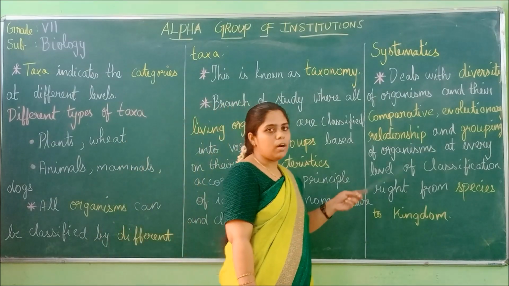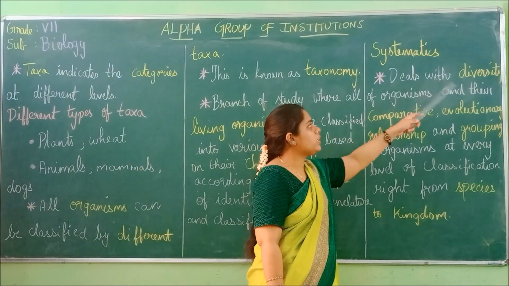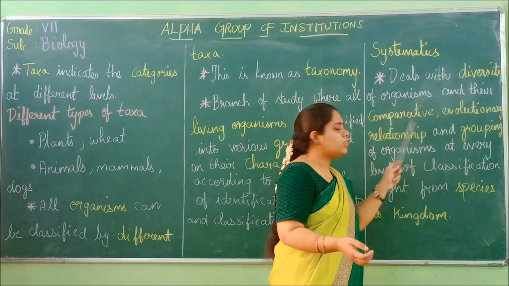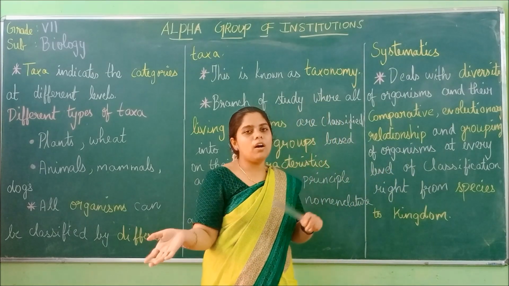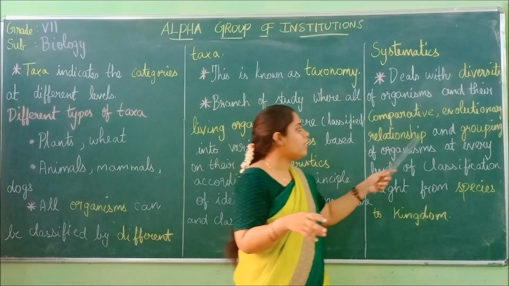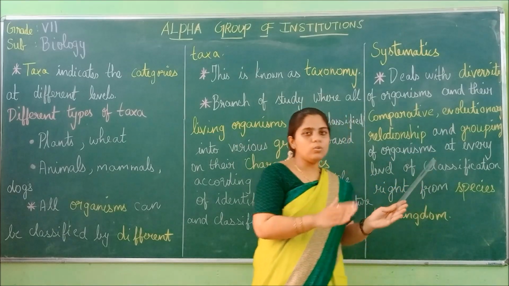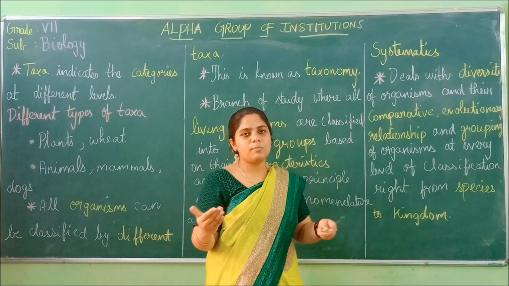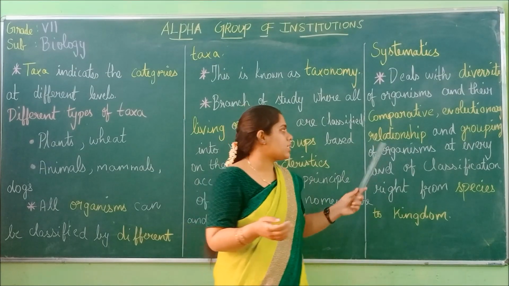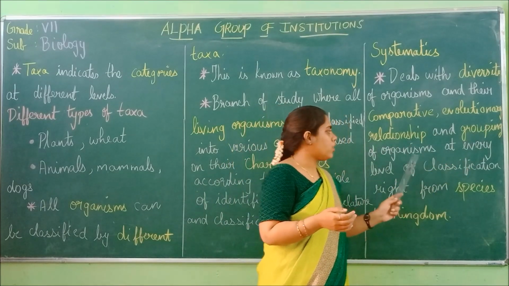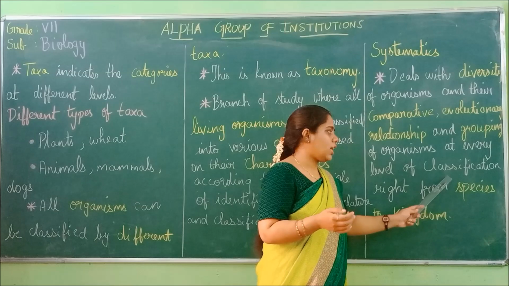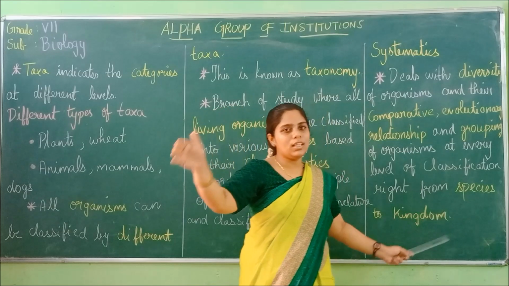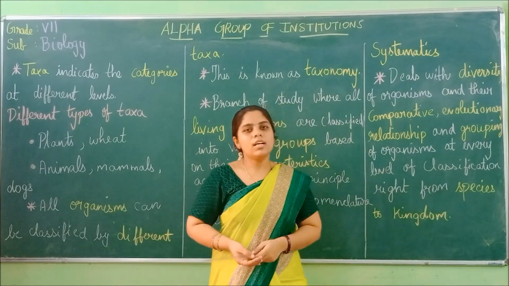And next we saw about systematics. It deals with the diversity of organisms, different types of organisms, and their comparative evolutionary relationship. Comparing different types of organisms with one another, and how the organisms have been originated. What are the evolutionary changes that have happened? What is the background of the organism and everything? And grouping of organisms. At every level of classification they are put at each level, from species to the kingdom. So these are all about systematics.